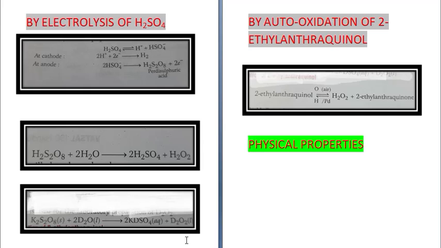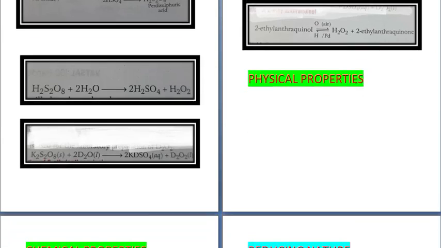Now we come to the physical properties. In pure state, hydrogen peroxide is a colorless, very pale blue liquid. Its density is 1.44 gram per cubic centimeter. Melting point is 272.4 Kelvin and boiling point is 423 Kelvin. Now let's proceed further with the chemical properties of hydrogen peroxide.